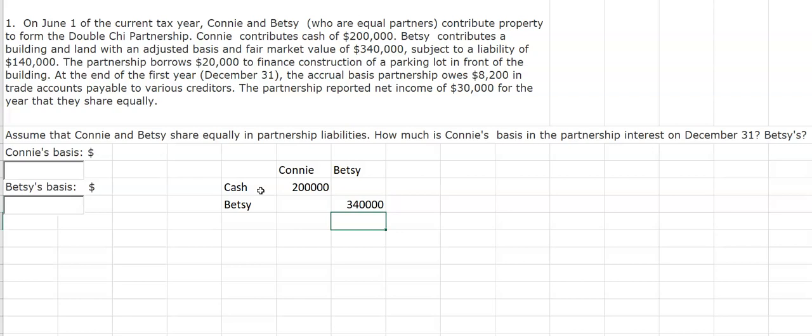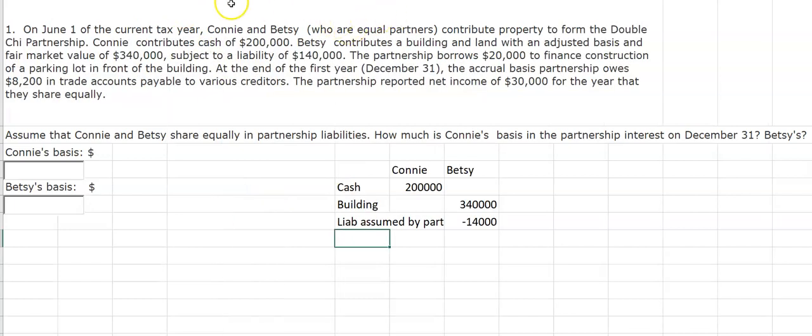Subject to a liability of $140,000. This means that the partnership assumes that liability, and so she doesn't get the benefit of the liability that she gave up. So we're just going to take out $140,000, and we're going to call that, that's supposed to say building, liability assumed by partnership. We're going to make that so that we can read it all more easily.